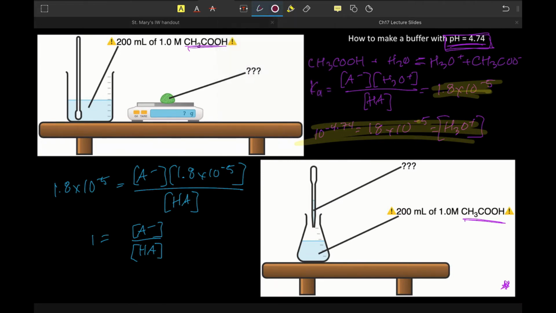So if we're looking at our figures, here it says I have 200 mL. Don't mind those exclamation points. That's a weird thing that came with the app I was using. But anyway, if I had 200 mL of 1 molar, that means I have how many moles?